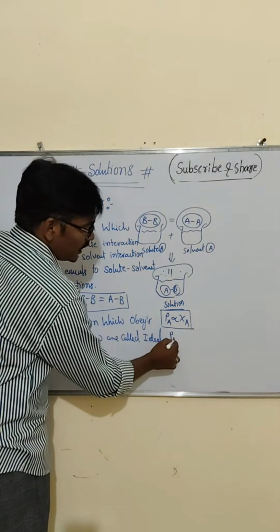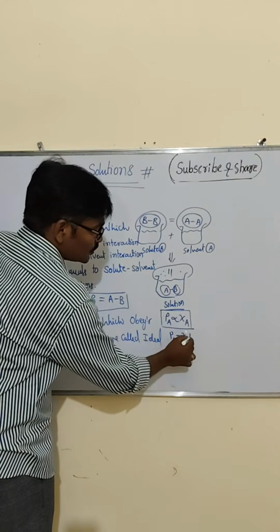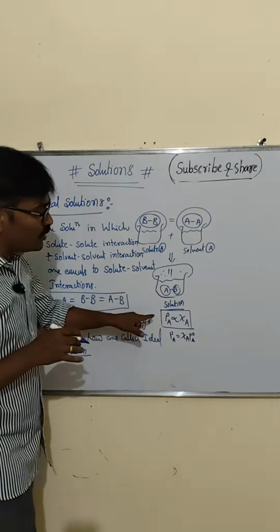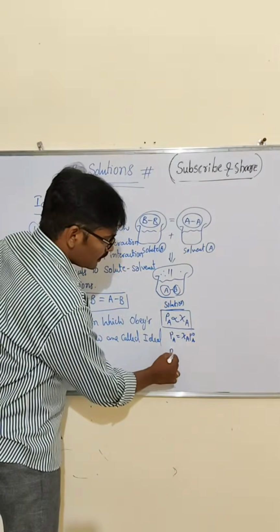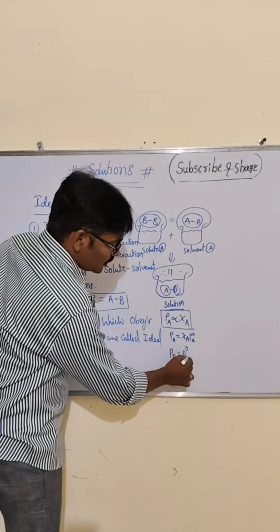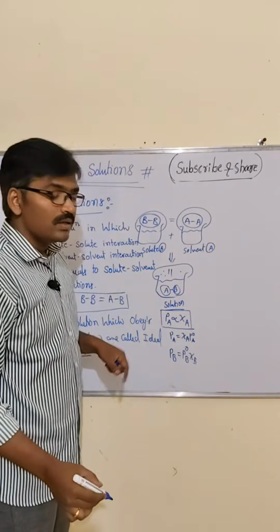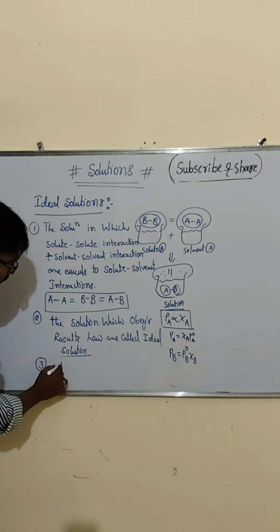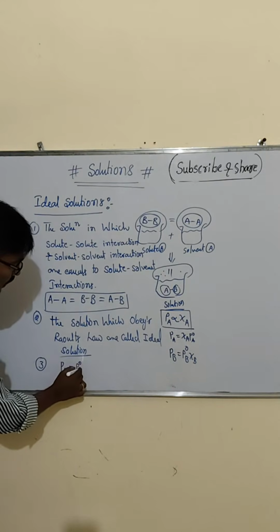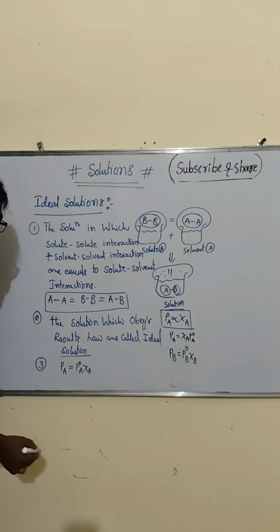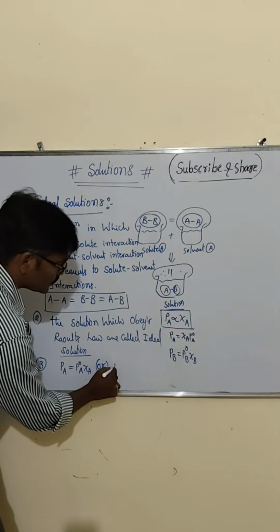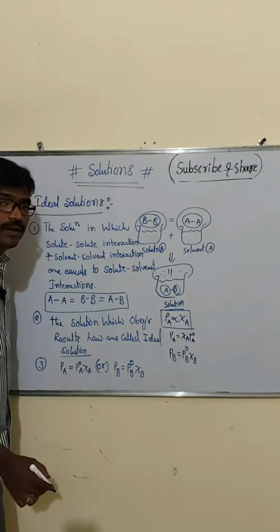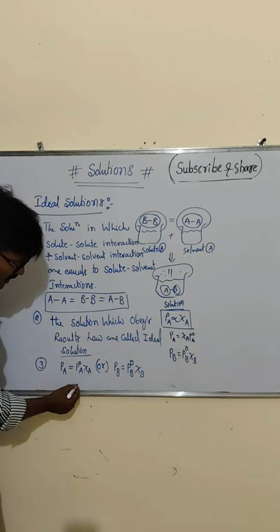The partial pressure of A equals P naught A into the mole fraction of A. This is Raoult's law. Not only for component A, even for component B: PB equals P naught B into the mole fraction of B. So in mathematical form we can write PA equals P naught A into mole fraction of A, or, look, my dear students, PB equals P naught B into mole fraction of B, right? Then we can say one more.